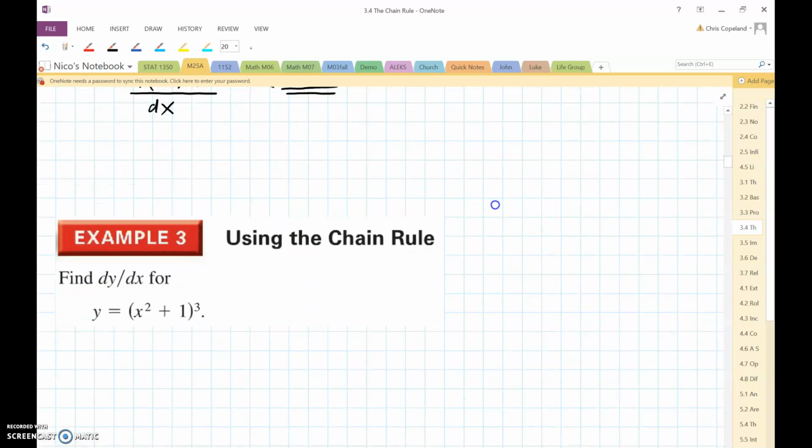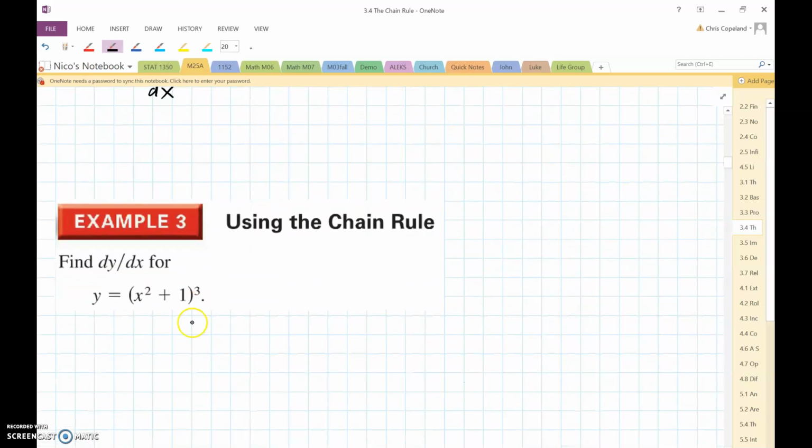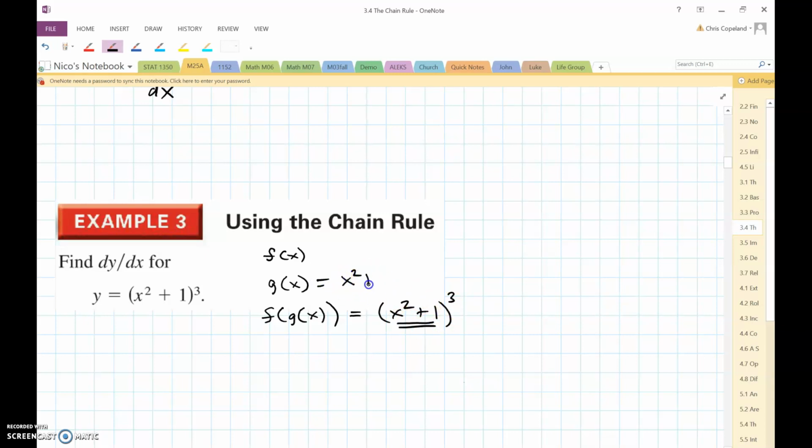Let's take a look at another one. First of all, you have to be able to recognize that it is a composite function, or a composition of functions. And let's see if we can find f of x and g of x, where f of g of x equals x squared plus 1, cubed. So the function that's being plugged into the cubic function is this x squared plus 1, and that's being plugged into x cubed.